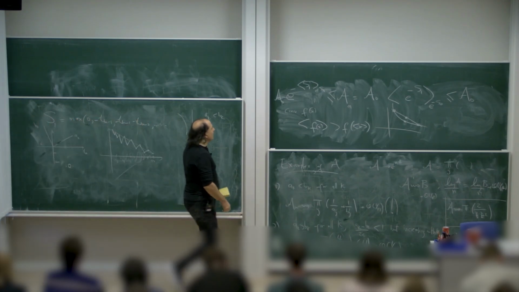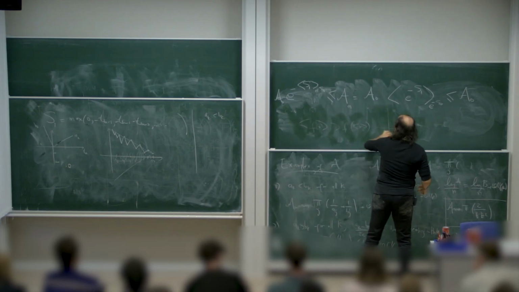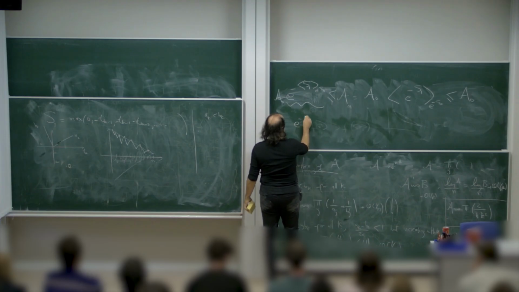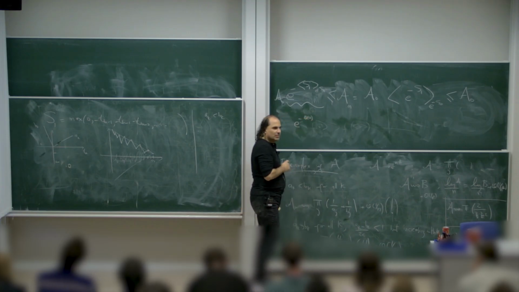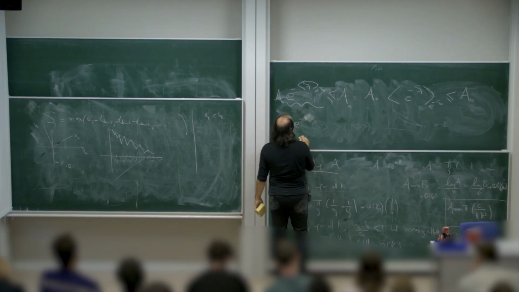And therefore, this lower bound is e to the minus order 0. It doesn't have any n's in it. It's e to the minus order n to the 0.